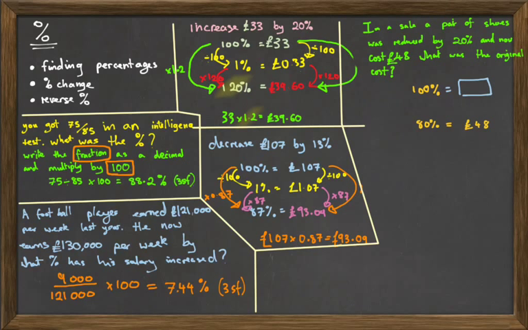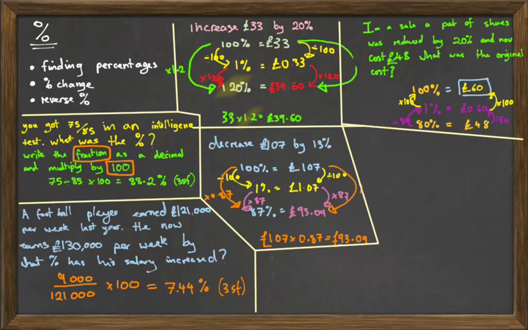We're going to use the same sort of method we did just before. So we're going to find out what 1% is equal to. How do I do that? Well, I know that 80% is £48, so to get from 80% to 1%, I just divide by 80. Do this on both sides. If you divide 48 by 80, you get 60 pence, or £0.60. How do you get from 1% to 100%? Well, you just times by 100. Doing this gives you £60. So that means the original price of those shoes was £60. Find 1%, find 100%.